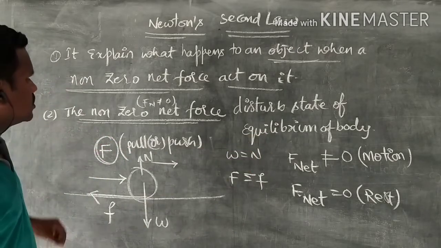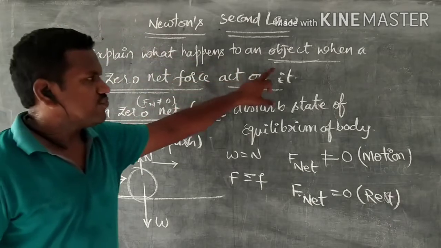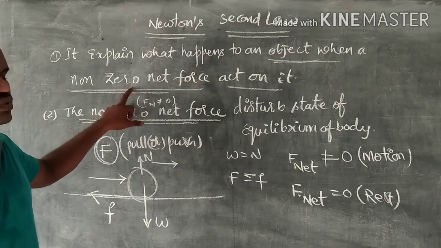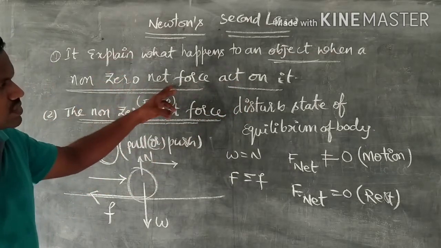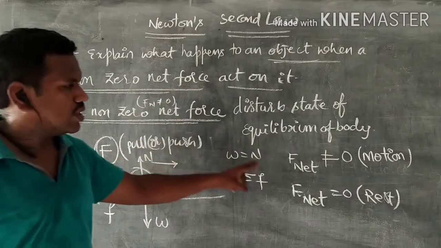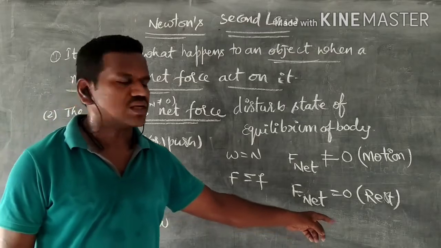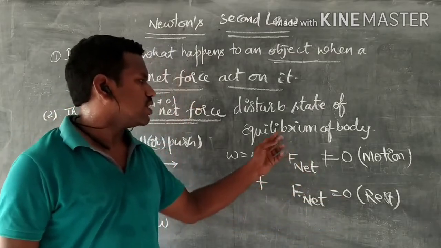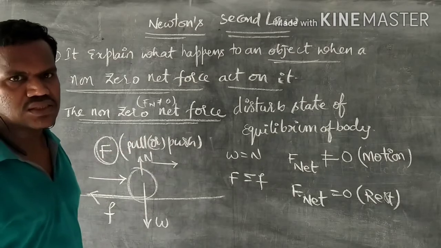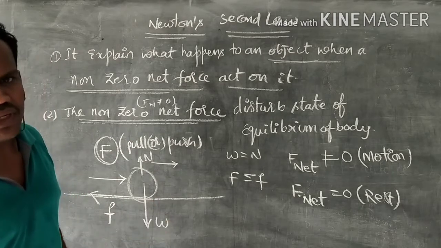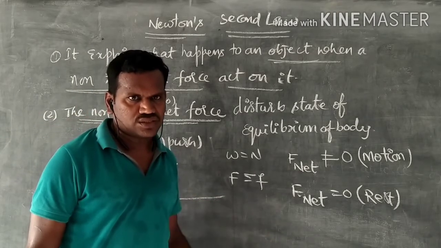Finally, we can say that Newton's second law explains what happens if a non-zero net force acts on your body. If a non-zero net force acts on your body, the body will come into motion. If the net force acting on your body is 0, the body will be in equilibrium. Let us discuss in a deeper manner what happens to the body when a non-zero net force acts on it.